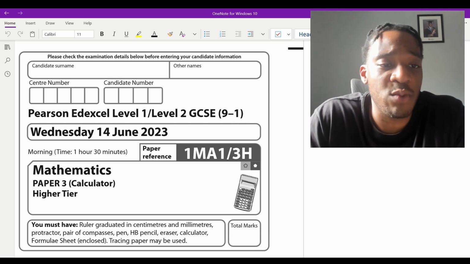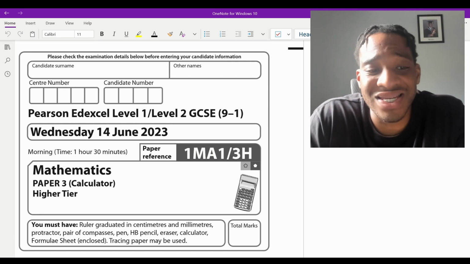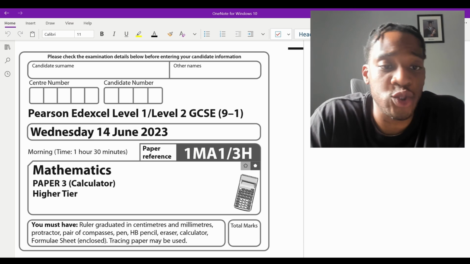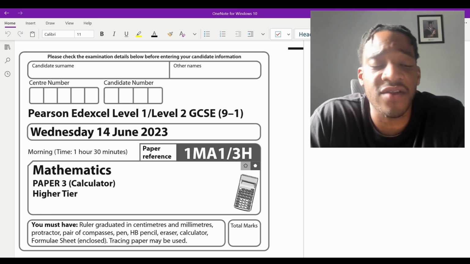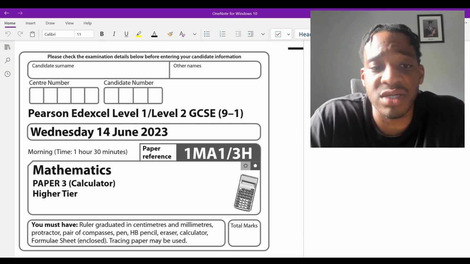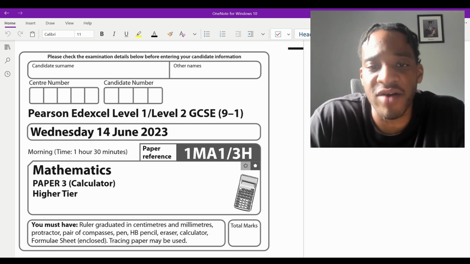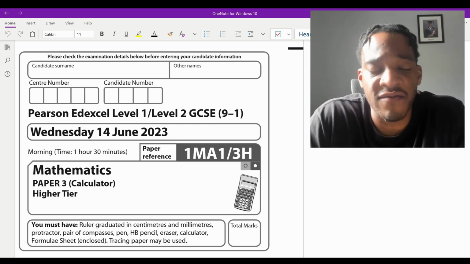Today we've got paper three of the Edexcel GCSE Mathematics higher tier for June 2023, last year's paper. I haven't done the solutions to this one. There were definitely a few tricky questions. I think the last one with the probability was especially tricky. There was a frustum one that was a bit tricky, and a couple of others as well.